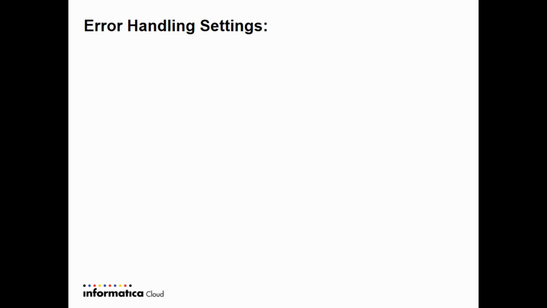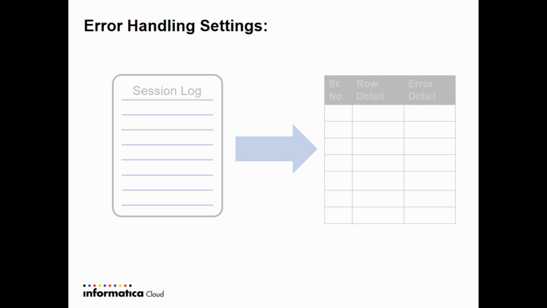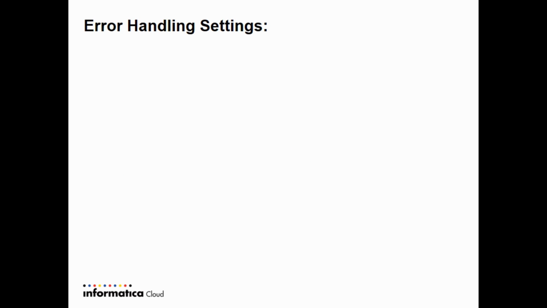Let us now discuss a few more exception handling settings using which we could create a table containing the details of the error by extracting it from the session log. This makes it easy for the user to fetch the reason for the error. Note that this is not an out-of-the-box feature of Informatica Cloud. We need to configure some settings to accomplish this.